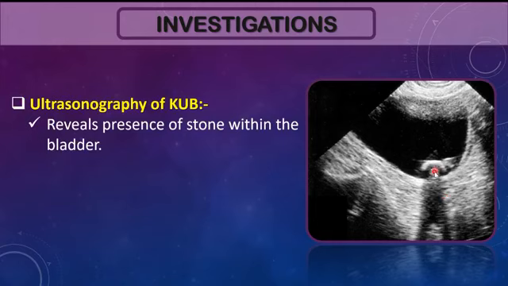Whenever there is a hard stone, there is always a shadow present. So the sonographic language is an echogenic structure casting an acoustic shadow within the urinary bladder. It indicates there is a stone in the urinary bladder. Echogenic structure, casting acoustic shadow.